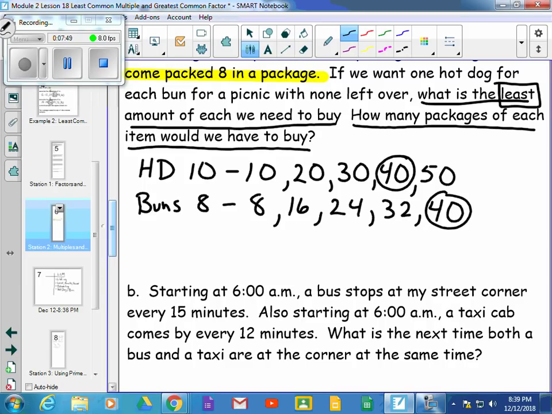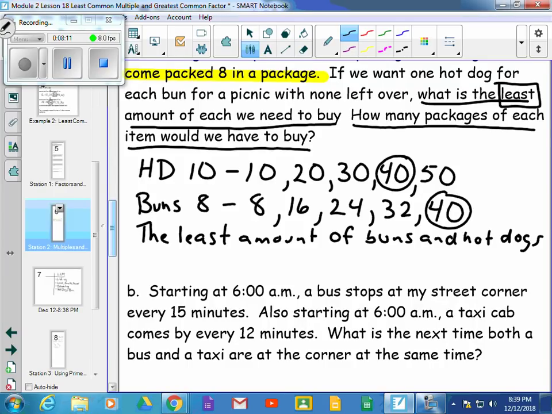But the question didn't ask for the least common multiple. It asked for the least amount of hot dogs and hot dog buns we need to buy. That would be 40. So we would say the least amount of buns and hot dogs to buy would be 40. That answers the first part.